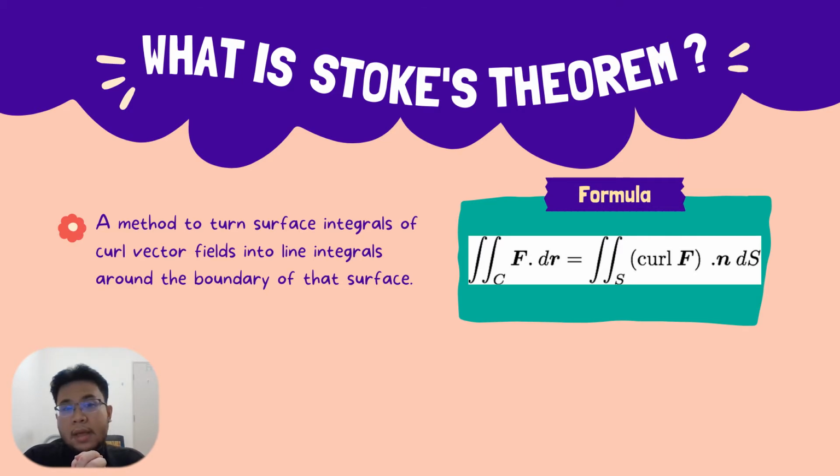So, what exactly is Stokes' theorem? Stokes' theorem is a method to turn the surface integral of the curl of a vector field into a line integral around the boundary of that particular surface. From the formula, it means that the line integral around the boundary curve C is equal to, or can also be expressed as, the surface integral of the normal component of the curl of F.